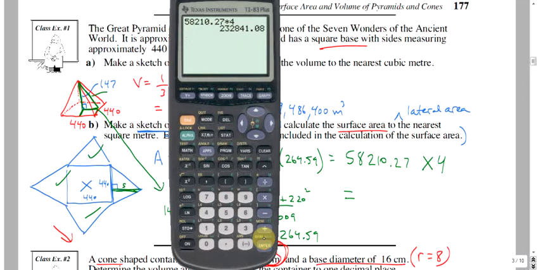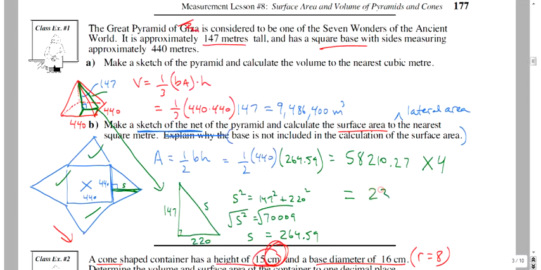Okay? All right, that's the surface area of just the top part. 232,841 point... Oh, I wanted the nearest whole, nearest square meter. Okay, 232,841. Okay, what are the units? Square meters. How fun was that, guys? That's not as hard as it could be.